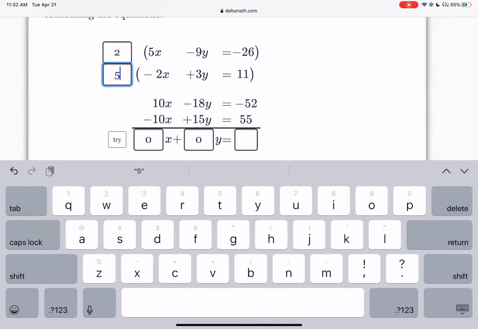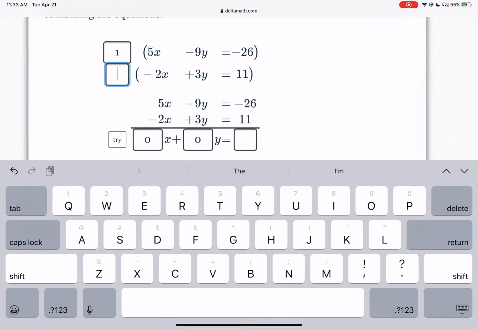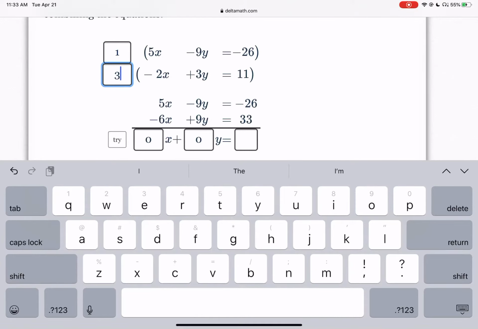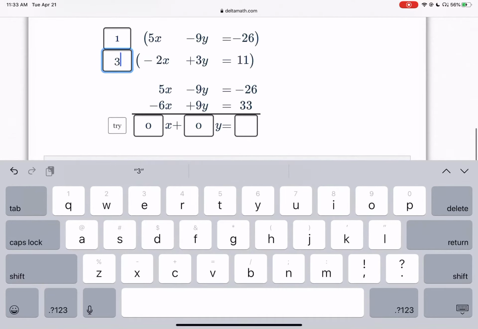If instead I wanted to eliminate the y's, then 9 could actually just stay how it is, and 3, I could multiply that by 3, and now the y's eliminate. So it doesn't matter which one you pick. So let's go ahead and just leave it this way.